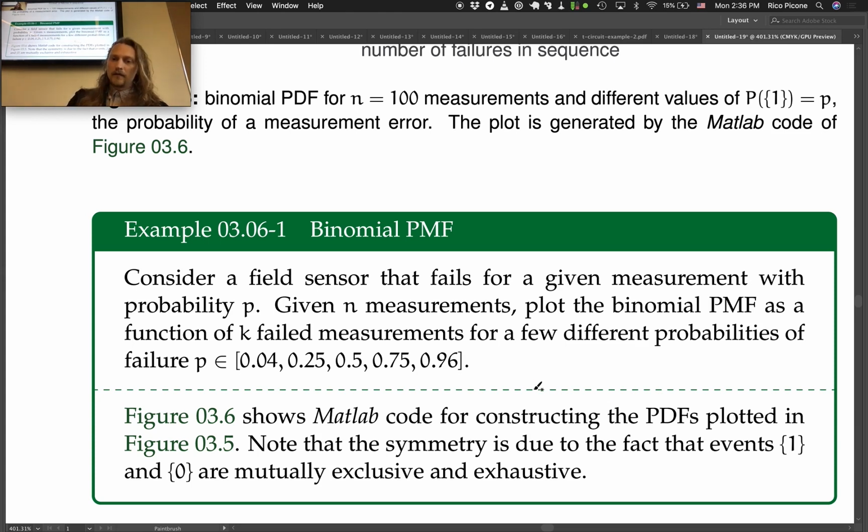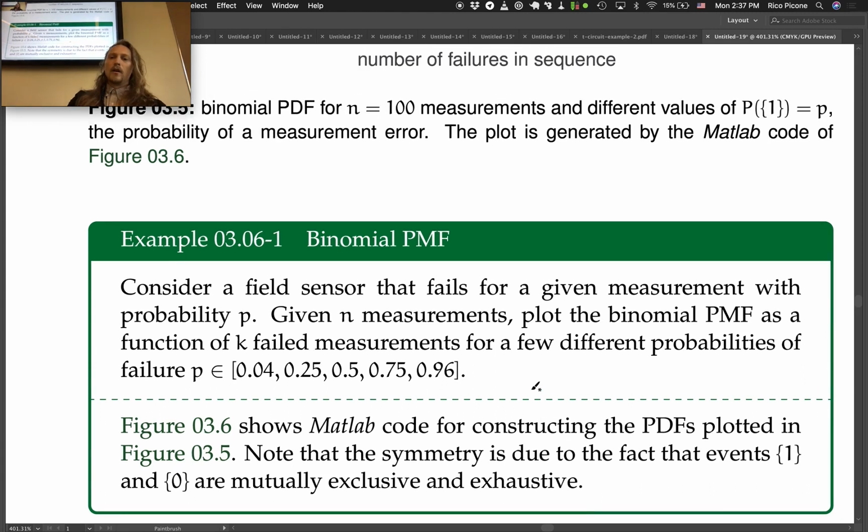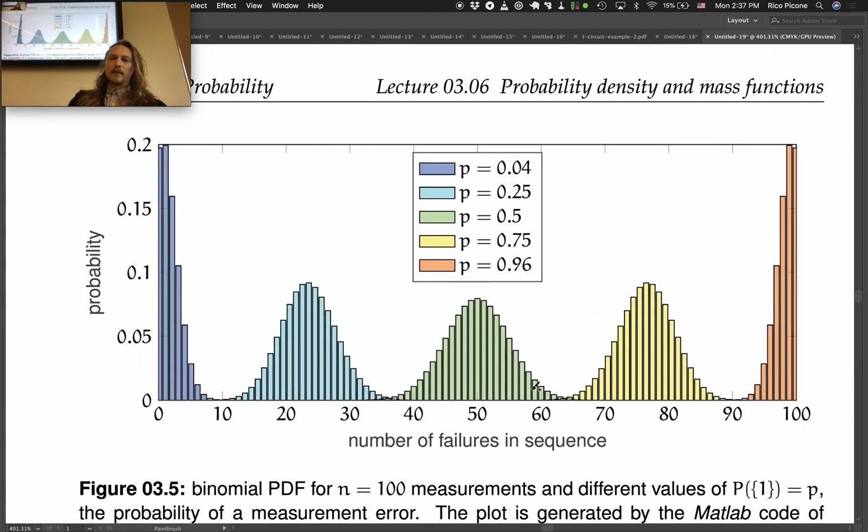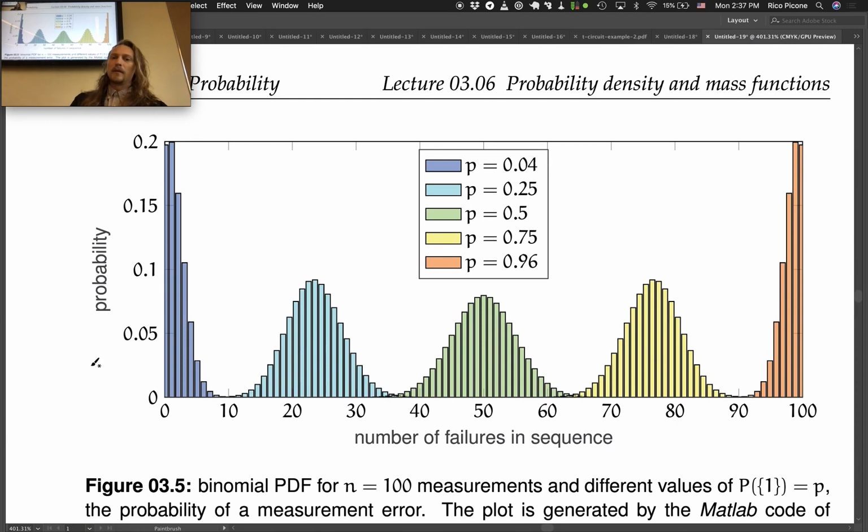So for different failure rates, we're going to have different distributions, right? So this is what we get when we use that probability mass function equation, just directly apply it to this problem using outcome 1 to be a failure. And what we get is, for a 4% probability of having a failure at any given measurement, we would see a distribution like this.